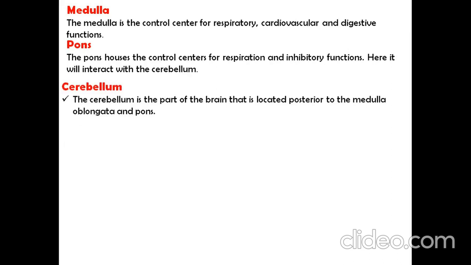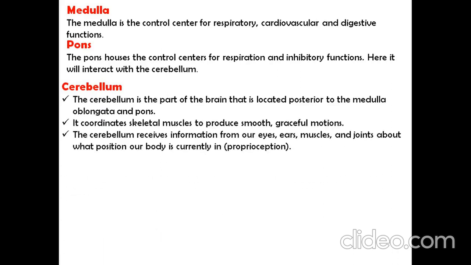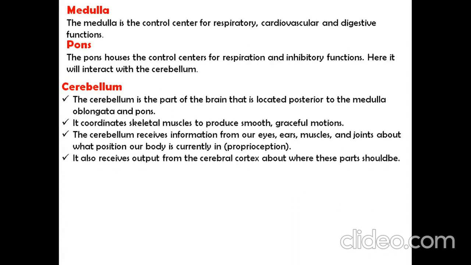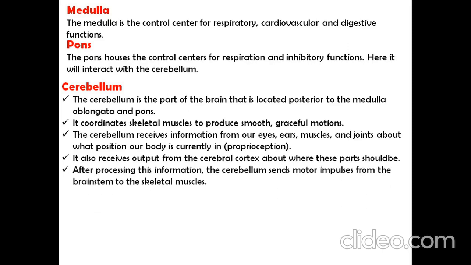Now next one is the cerebellum. The cerebellum is the part of the brain that is located posterior to the medulla oblongata and the pons. It coordinates skeletal muscle to produce smooth, graceful motion. The cerebellum receives information from our eyes, ears, muscles and joints about what position our body is currently in. It also receives output from the cerebral cortex about where these parts should be. After processing this information, the cerebellum sends motor impulses through the brainstem to the skeletal muscle.